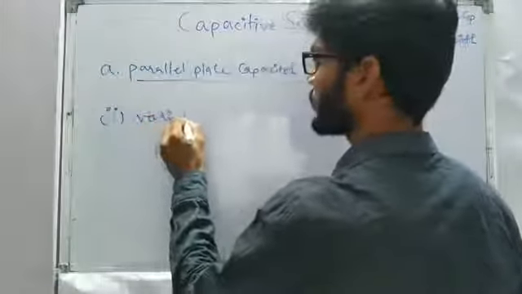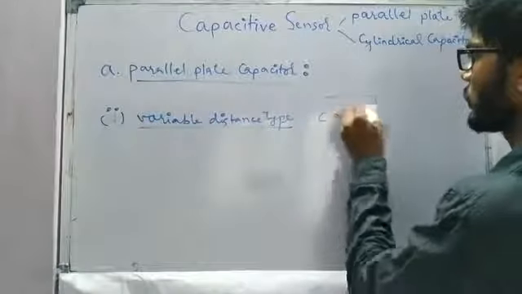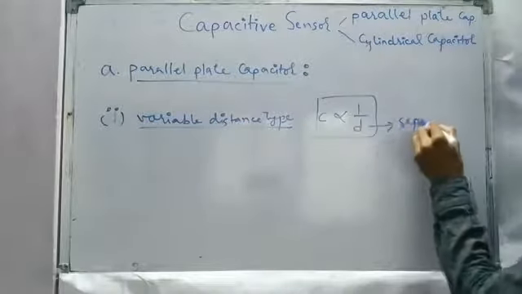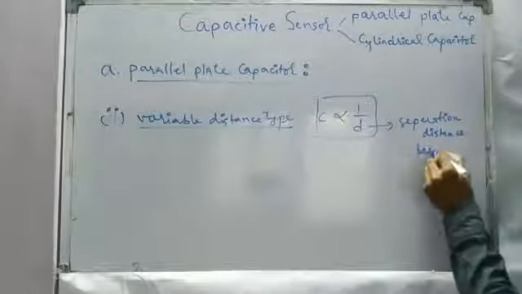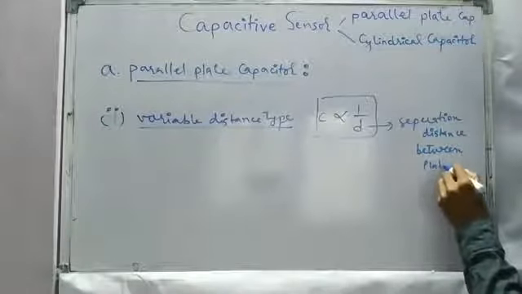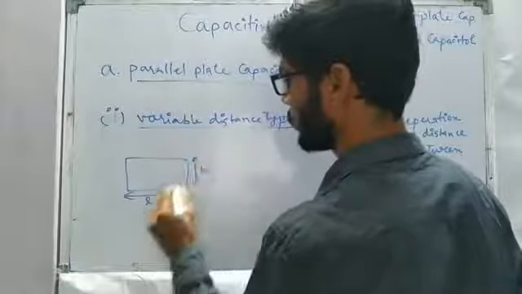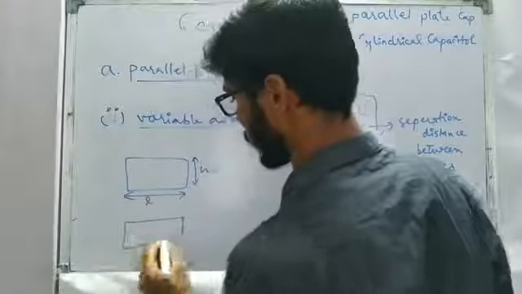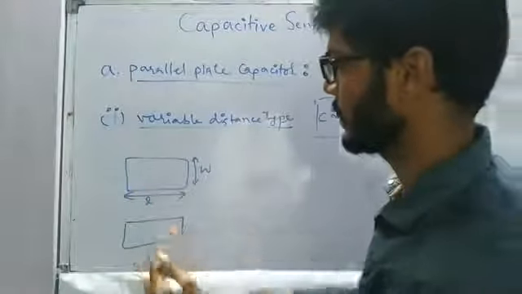And the second case, variable distance type. So the capacitance is going to be inversely proportional to the separation distance between the plates. So let's consider the same example again. There is a plate of length L and width W, and there is another plate parallel to it. This is one plate and this is another plate, and they are separated at a distance of d.